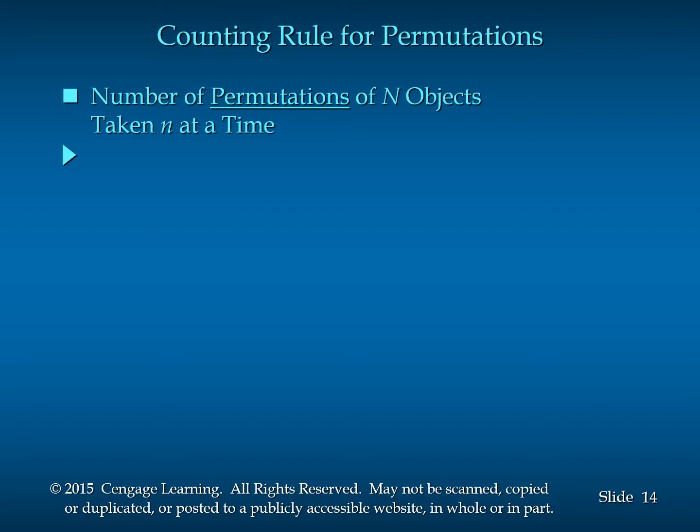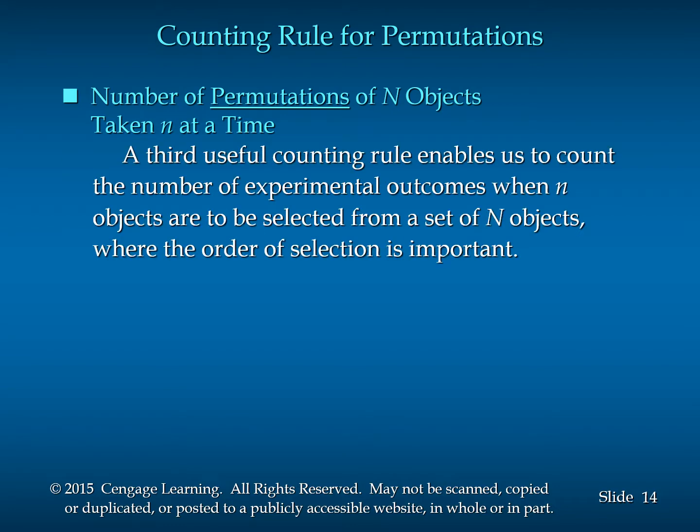An additional counting rule is that for permutations. Similar to combinations, the formula is modified to reflect the fact that the order of selection is important. In the Powerball lottery, it doesn't matter what order we choose the 5 numbers, as long as they match the winner. If that order were important, this formula would yield a much higher number of possible outcomes.